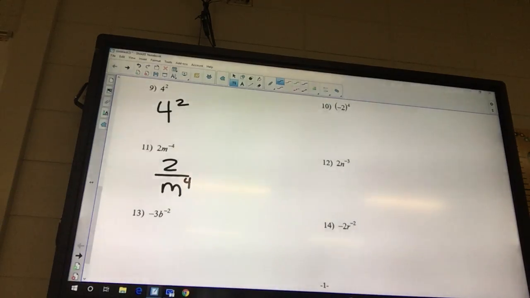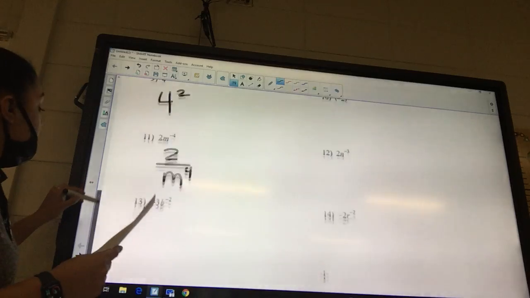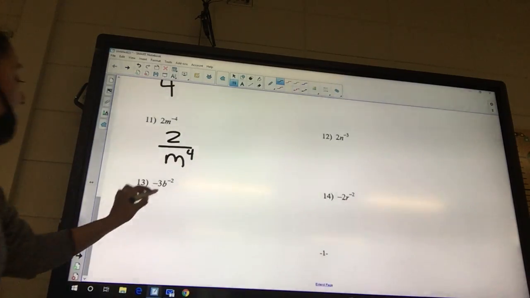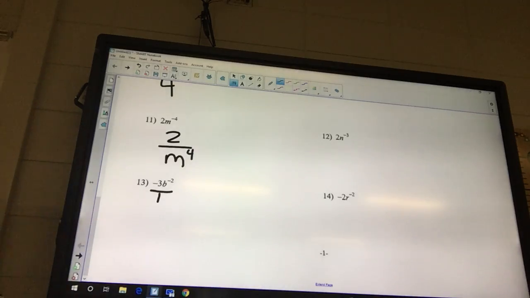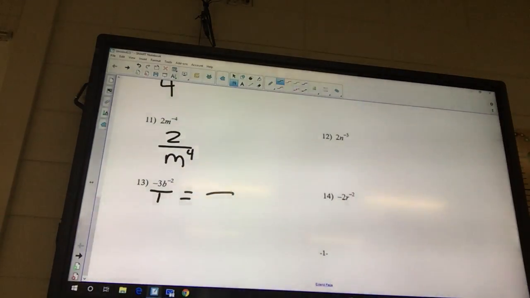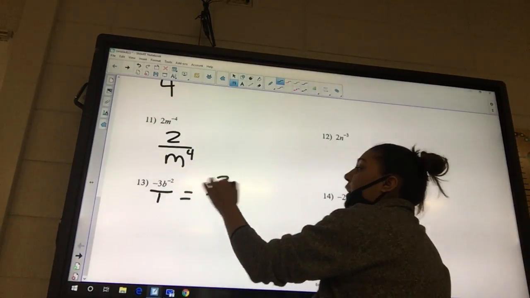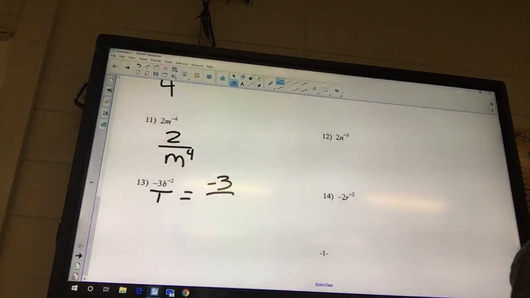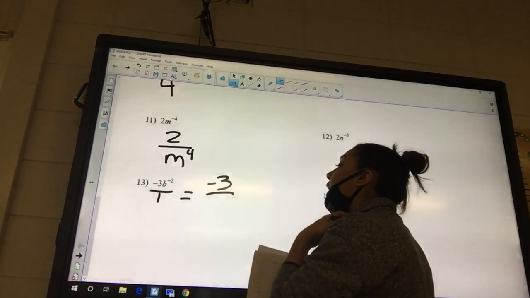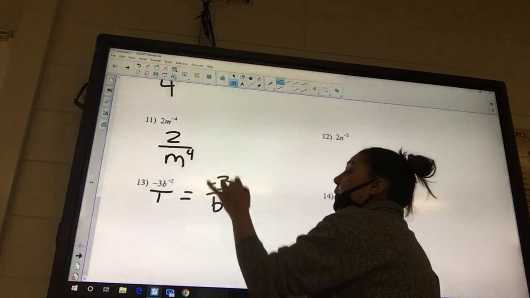Okay, look at 13. Is there a negative exponent? Yes. So we can draw a fraction bar, and you can even draw this over a 1 if it makes you feel better. Okay, what about that -3? Does it move or stay? It stays. We never move the numbers. So you're going to have a -3 on the top. Does the b squared need moved? Yeah. And what should I write? b squared on the bottom. Good job, Travion.